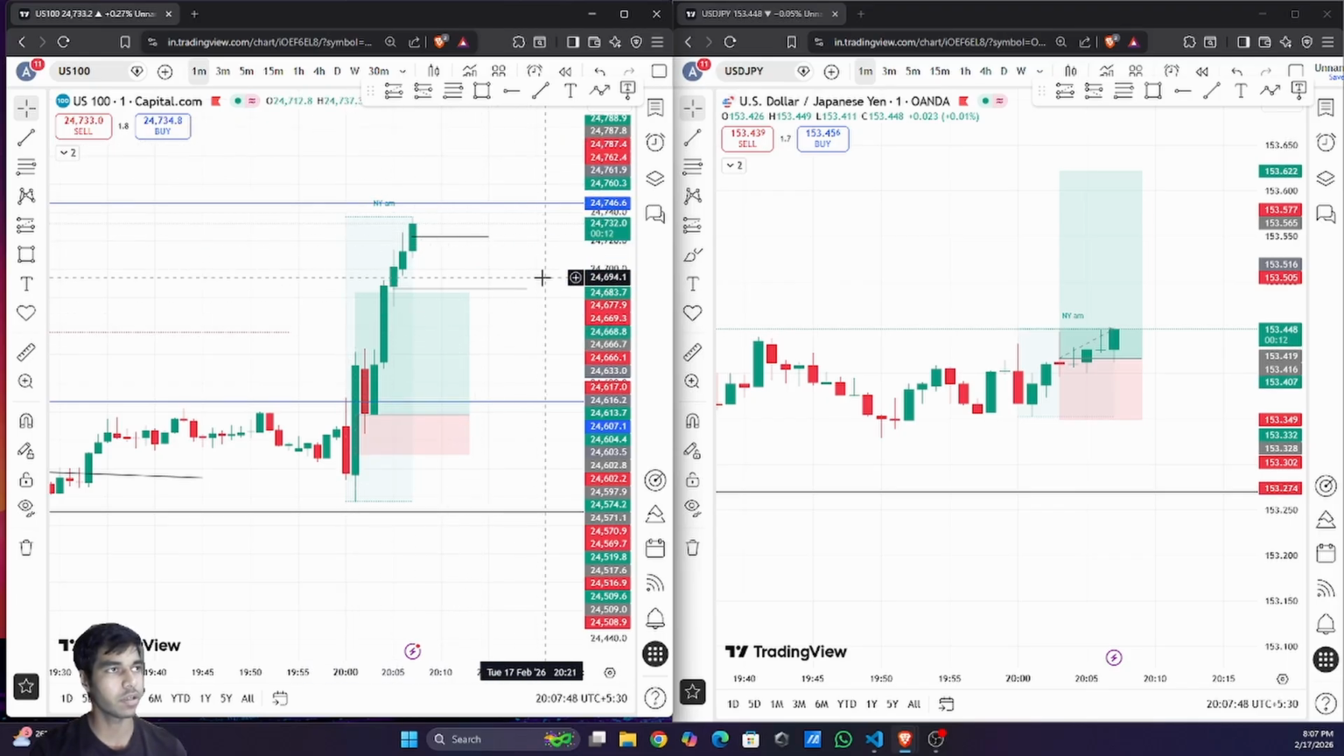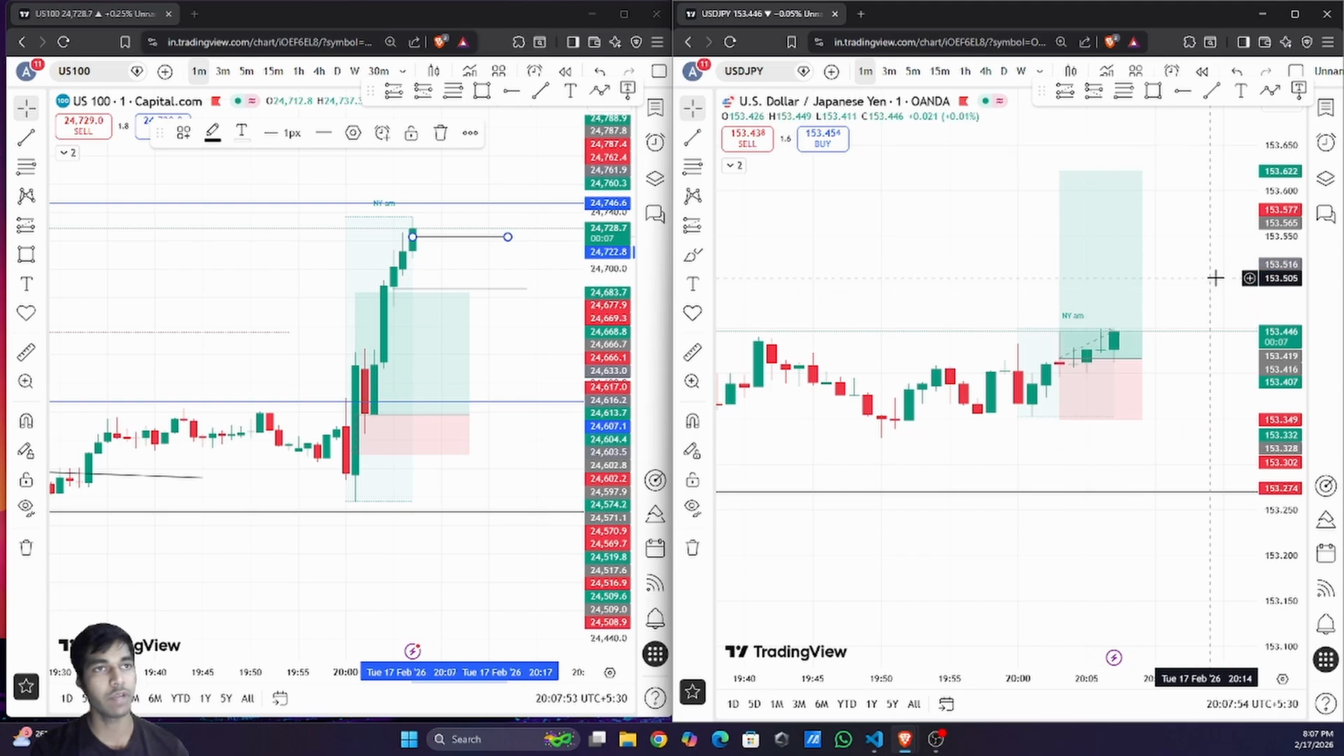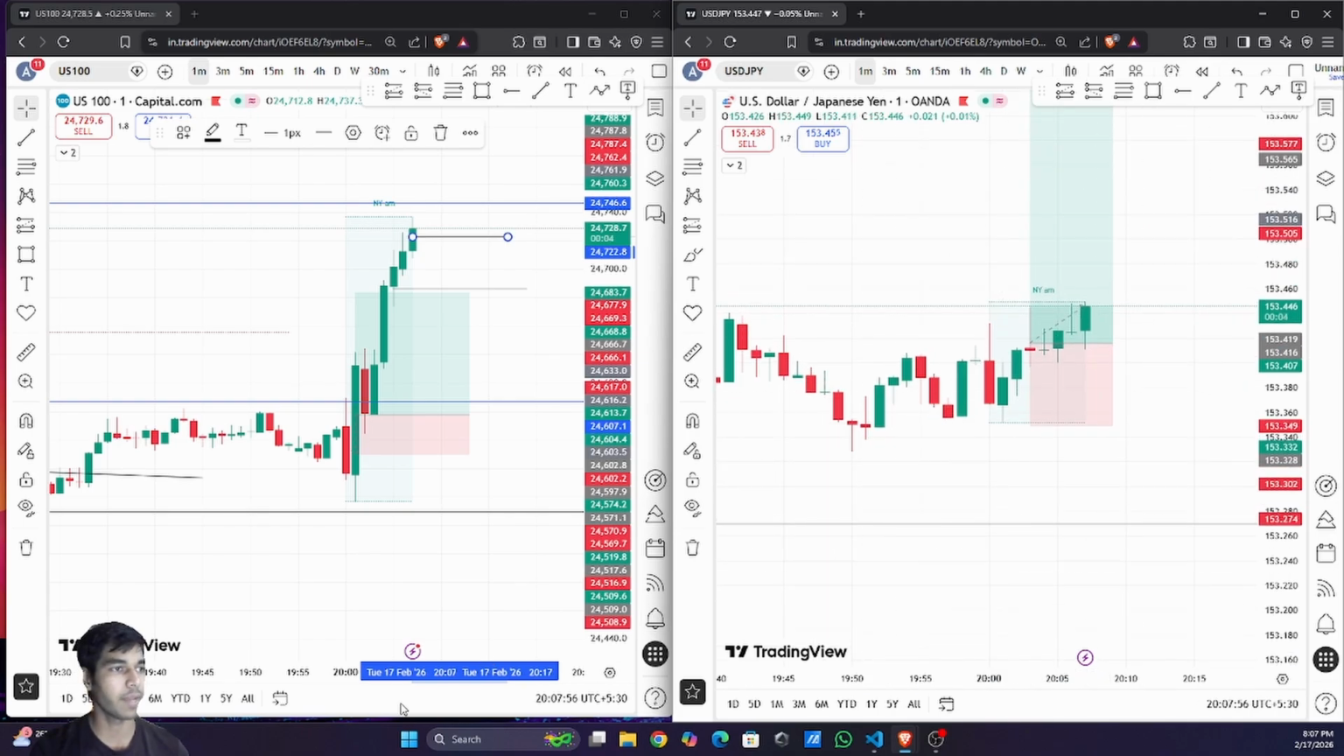The move is straight, the retracement. Let's see what will happen. But this was a good exit. Now we have only one open position, and I will also show you the balance.